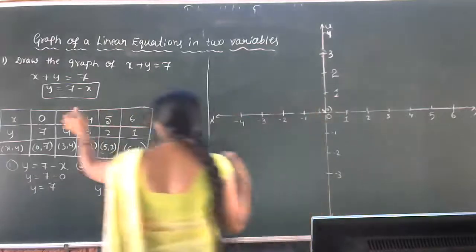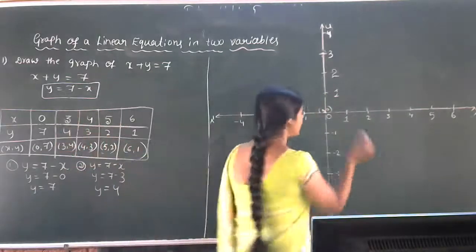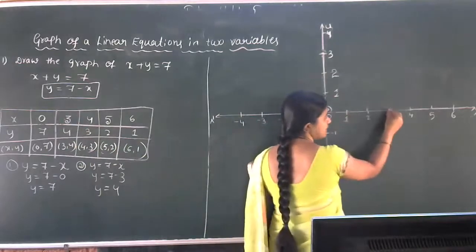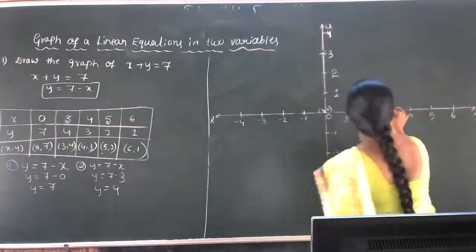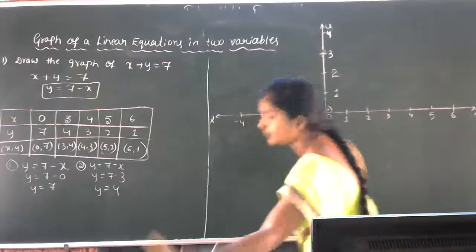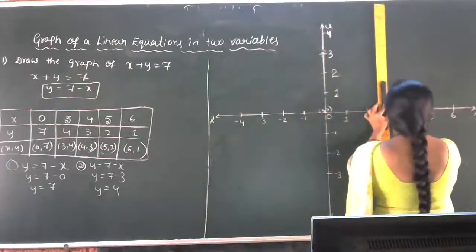Next one, the second point: 3 comma 4. Where is the location? 3 is here, 4 is here. Okay, so here I am going to take the help of the scale.